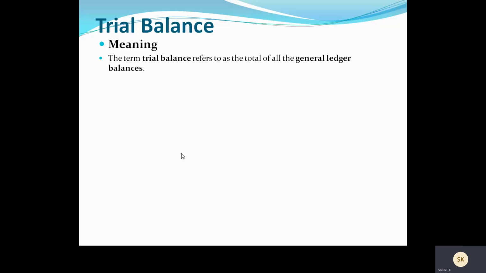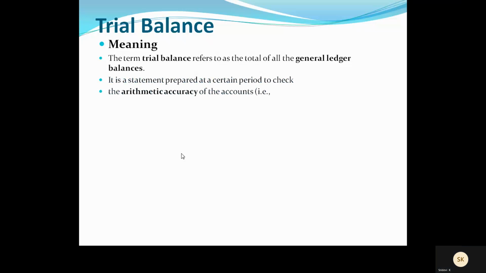As we have done in the ledger accounts and we have balanced the accounts, no? So from those balances, a statement is prepared which is called what? A trial balance, before preparing the final accounts. This is helpful. It will be prepared at a particular period to check whether the debits of the accounts and the credits of the accounts are equal or not. So this will give you the arithmetical accuracy of all the accounts, mathematically whether it is correct or not.